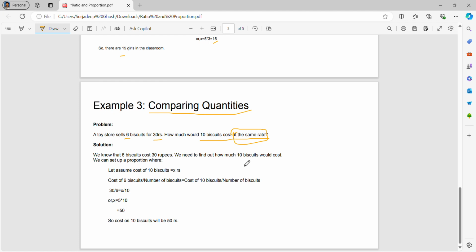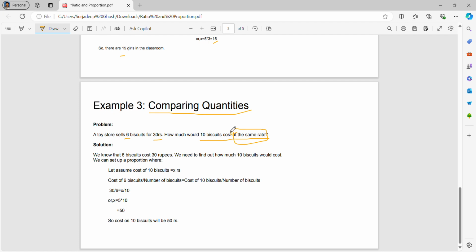Okay, so we know that 6 biscuits cost 30 rupees. So how to solve it? We can do it a different way. 6 biscuits cost 30 rupees, so 1 biscuit costs 30 by 6 rupees. It is 5 rupees. So how much would 10 biscuits cost? 10 into 5, that is 50 rupees.